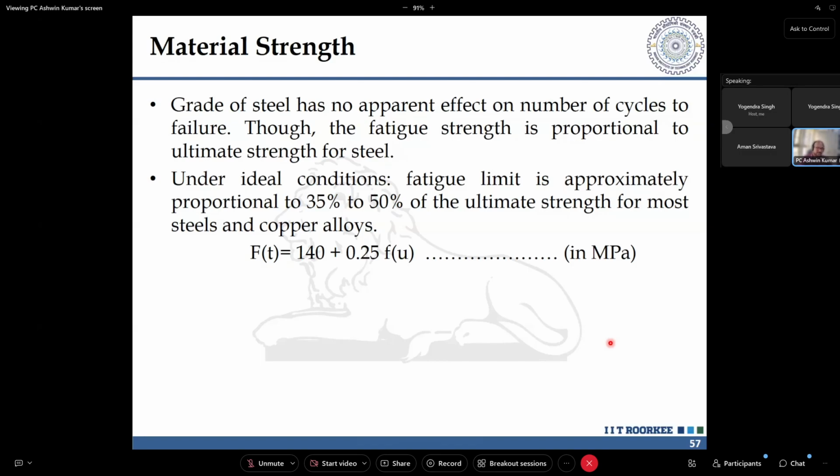And you yourself said, with respect to this particular calculation, that the fatigue limit is proportional to the ultimate strength of the steel. So if the ultimate strength of steel increases, the fatigue limit is also going to increase. So won't it work in my favor?